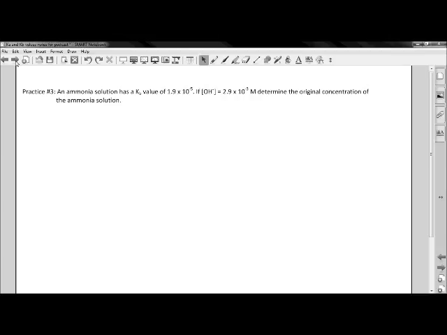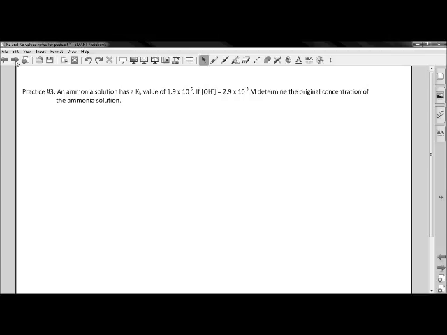And instead of having that hydronium that's formed every time, we're going to have our hydroxide formed every time. So looking at this one, we have the ammonia solution with a Kb value of 1.9 times 10 to the negative 5th. If the hydroxide ion concentration is 2.9 times 10 to the negative 3rd molar, determine the original concentration of the ammonia solution. So if you want to try this on your own, you can pause it and come back to us. If not, you can just keep it playing and watch what we do.